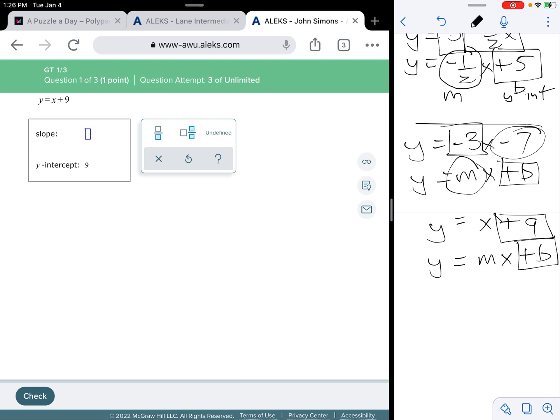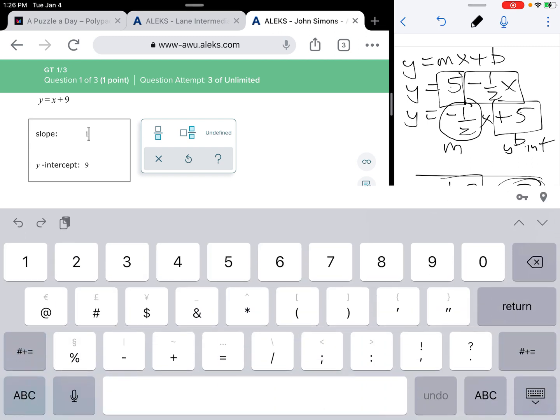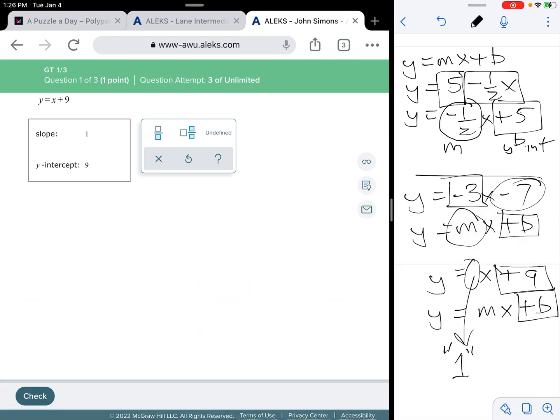So if there's no number there, that means that it's the number 1, right? Because 1 times anything is just that thing, so they don't write a 1 down. They'll write anything else, but they won't write the number 1 down, all right? So if you don't see a number there, that means it's the number 1. So our slope for this one is 1, all right? Check.